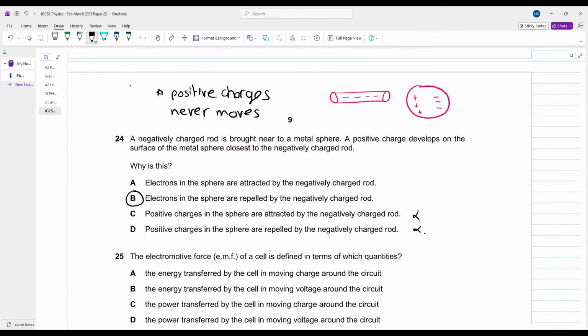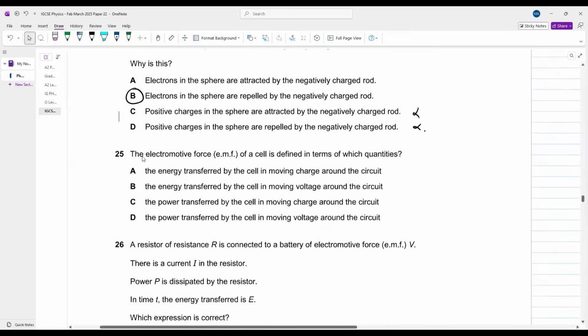Because your rod is also negatively charged. The electrons in the sphere will also be negatively charged. Both are like charges. They get repelled away.